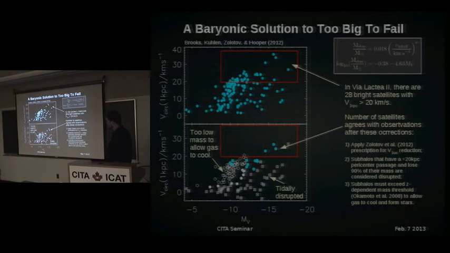Most of them are tidally disrupted because they passed so close to the halo center that, even though they were not disrupted in the Via Láctea simulation, if we had accounted for a baryonic disk, they would have been disrupted. And there's a lot of systems that would not be luminous just because they never reached a sufficient mass for their gas to cool, given a UV background. So this is one example of how baryonic physics can help with puzzling features of the dark matter.